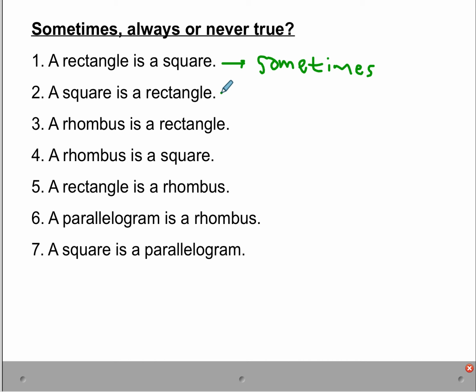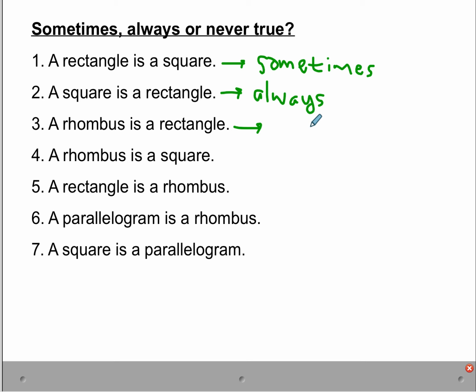A square is a rectangle. Well, think about what the definition of a rectangle is. The definition of a rectangle is that it is a parallelogram that has 4 right angles. Well, does a square always have 4 right angles? The answer to that is yes. So a square will always be a rectangle. Always be a rectangle.